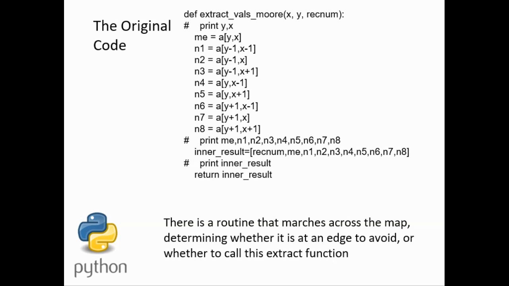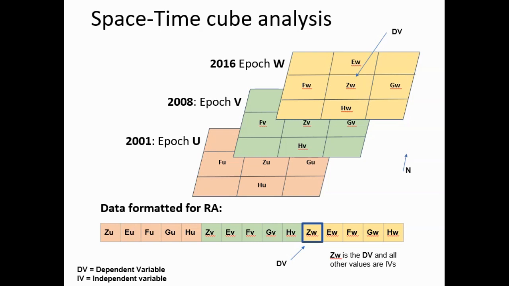Since this is listed as a technical talk, I figured I get to show code. This is the original Python function I wrote to extract the neighborhood. It's pretty simple. It just takes an XY from the raster and goes -1 or +1 as it marches around the neighborhood, scooping up values and eventually dumping it out into a CSV. So that was the original routine.